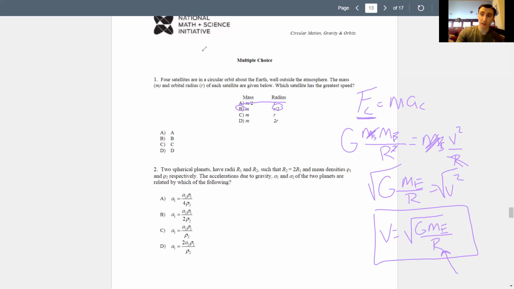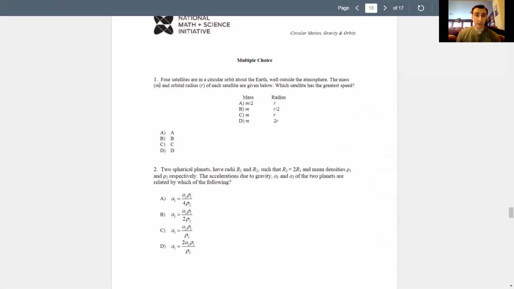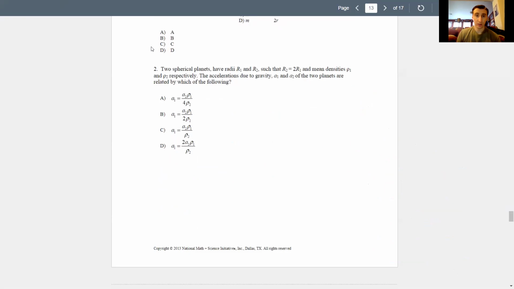Okay. All right. Going on to number 2. Number 2 is kind of a long one here, and you have to remember some stuff before it goes. That's density equals mass divided by volume. All right. So it says 2 spherical planets have radii r1 and r2 such that r2 equals 2r1 and the mean densities are rho 1 and rho 2 respectively. The accelerations of gravity a1 and a2 of the planets are related by which of the following?